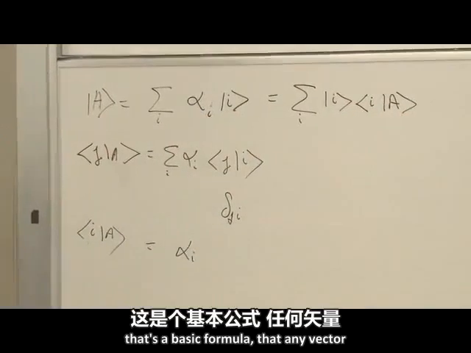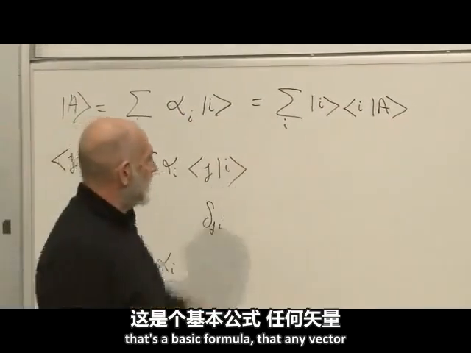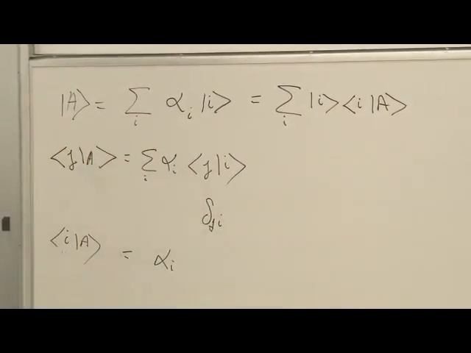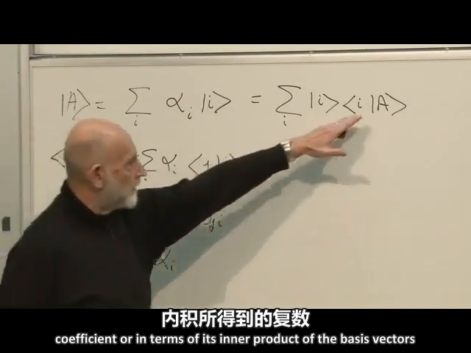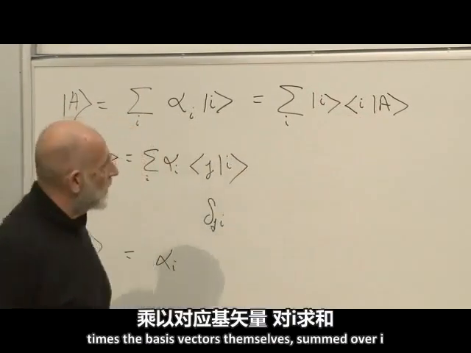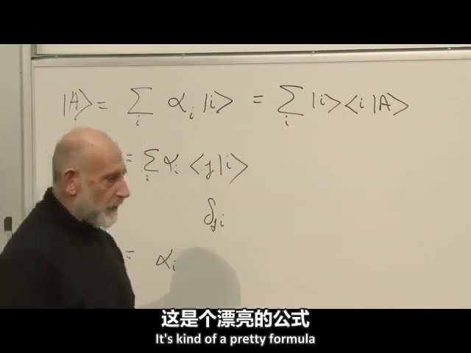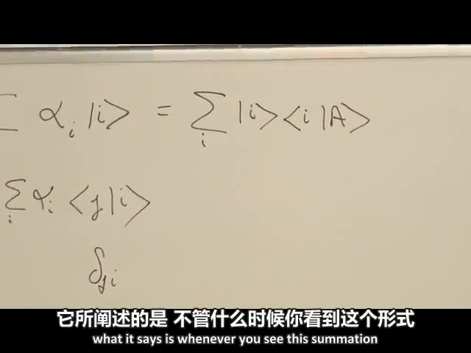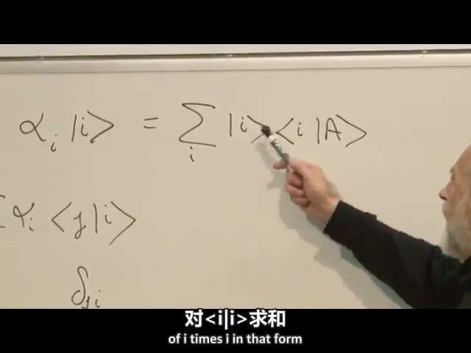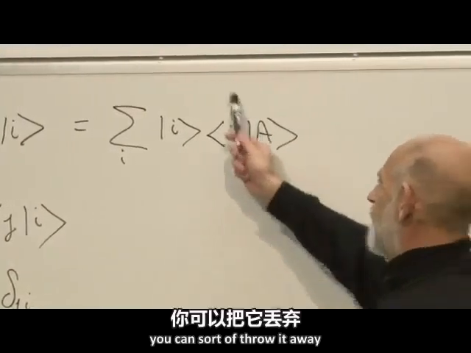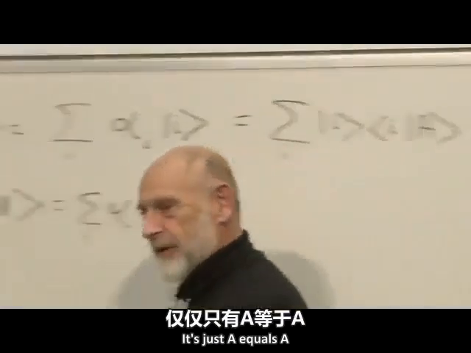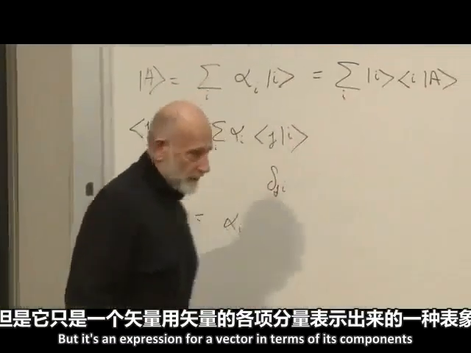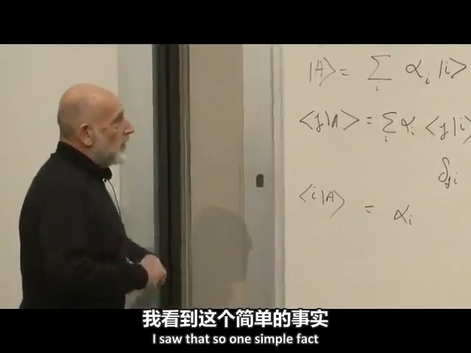That's a basic formula that any vector can be rewritten in terms of its coefficients, or in terms of its inner product with the basis vectors times the basis vectors themselves, summed over I. It's kind of a pretty formula, and it comes back over and over again. Whenever you see this summation of I times I in that form, you can throw it away. It's just A equals A. But it's an expression for a vector in terms of its components.